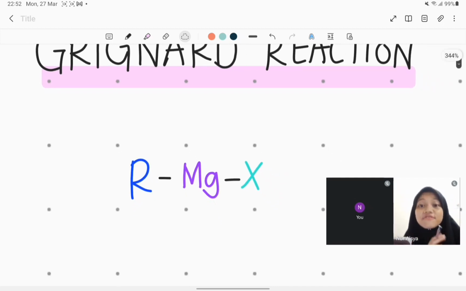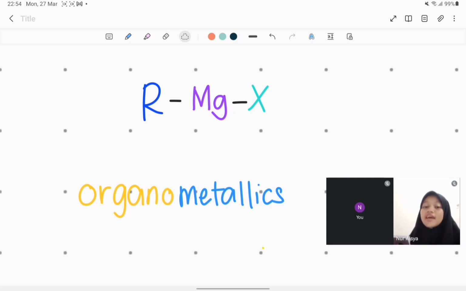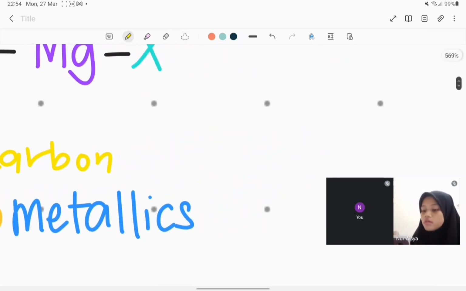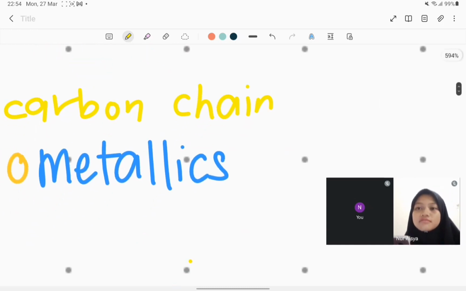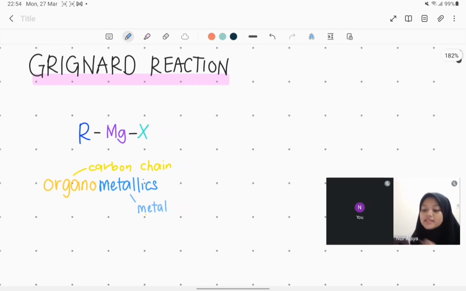So this is very reactive and very useful in elongation because it is the strongest of the organometallics that you're going to see. Anyway, what is organometallics? Organo tells us that we have a carbon chain, while metallic means bound to a metal. Okay, so this is organometallics.